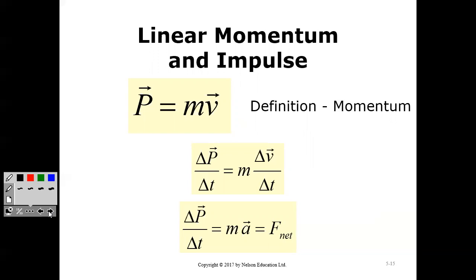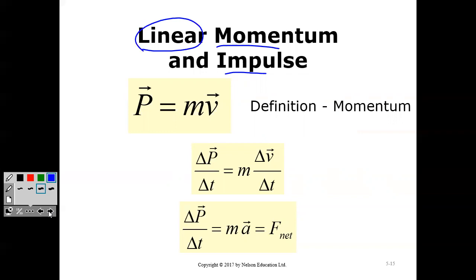Linear momentum and impulse. Now momentum, and we get this adjective linear because later on there is something called angular momentum also, which we don't cover. That's why we call it linear momentum here. But anyway, you only have to know about the linear momentum. So I will just say momentum, it is understood. I'm talking about linear momentum.